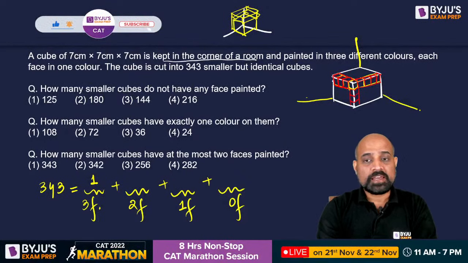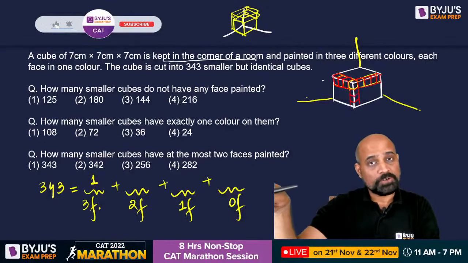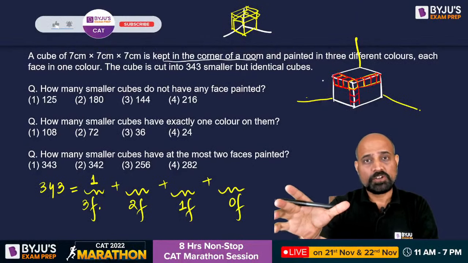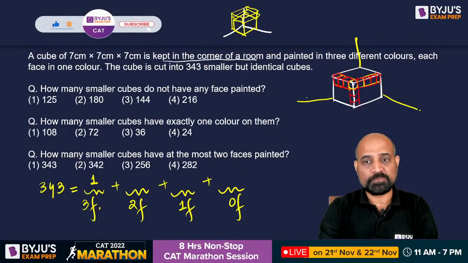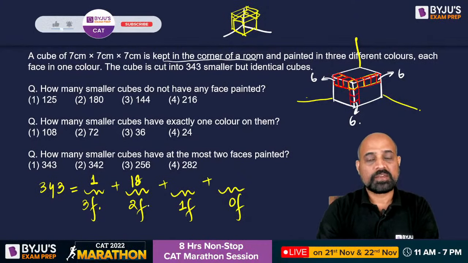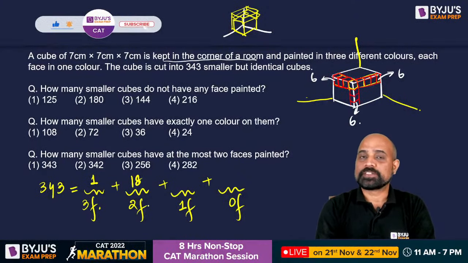Now, there are 7 cubes along a particular edge. If you just look at a particular edge, there are 7 cubes, right? Out of those 7 cubes, if I remove this corner one, there are 6 cubes at this edge, we have got 6 cubes at this edge, and then we have got 6 cubes at this edge, right? So there are a total of 18 cubes which will be having only 2 faces painted.